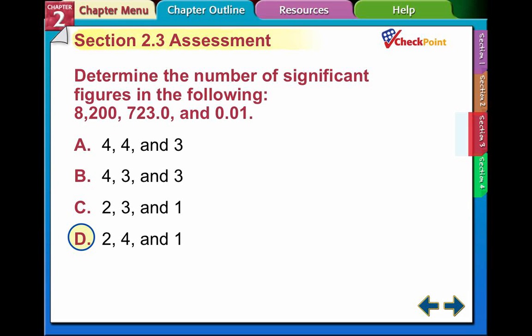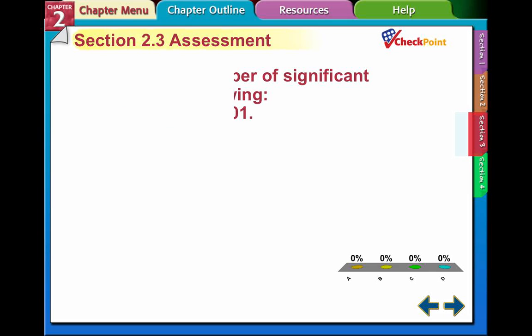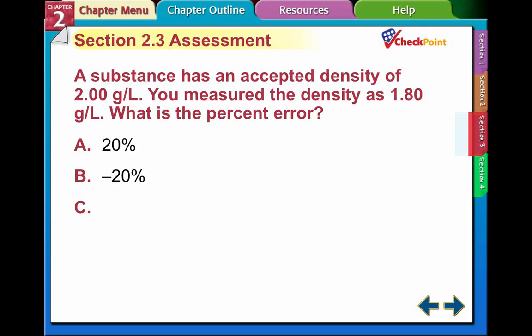Oops. Determine the number of significant figures in the following. And I gave you the answer right away. One more. A substance has an accepted density of 2.00 grams per liter. You measured your density as 1.8 grams per liter. What is your percent error? There you go. 10% error is pretty good.